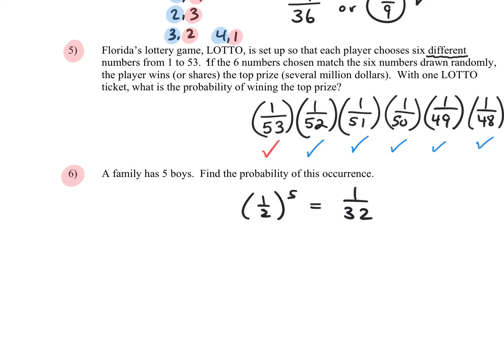Finally, example 6, a family has 5 boys. Find the probability of this occurrence. We're assuming here that there's 2 outcomes, the gender of your birth, male and female, boy and girl. That probability of getting a boy would be 1 out of 2, repeated 5 times. So 1 out of 2 times 1/2 times 1/2 times 1/2 ends us with 1 out of 32.